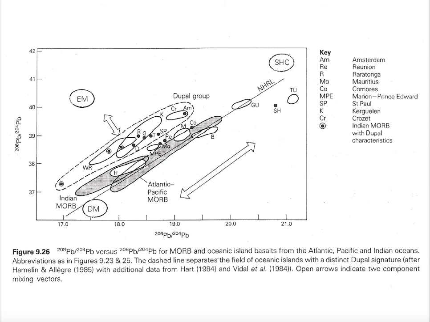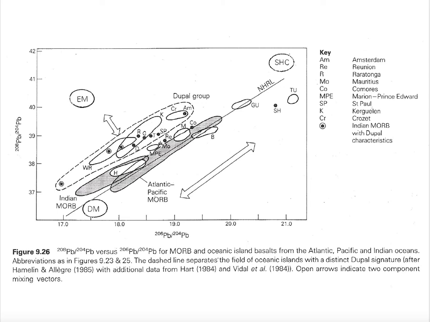Here we have AM, which stands for Amsterdam. Then we have RE, that is Réunion. Réunion we will also discuss later, that is also important because there is a relationship between Réunion and the Deccan Traps. Then we have R, that is Rarotonga. Then we have Mauritius, that is MO, next to Réunion. These are two islands lying in the Indian Ocean.